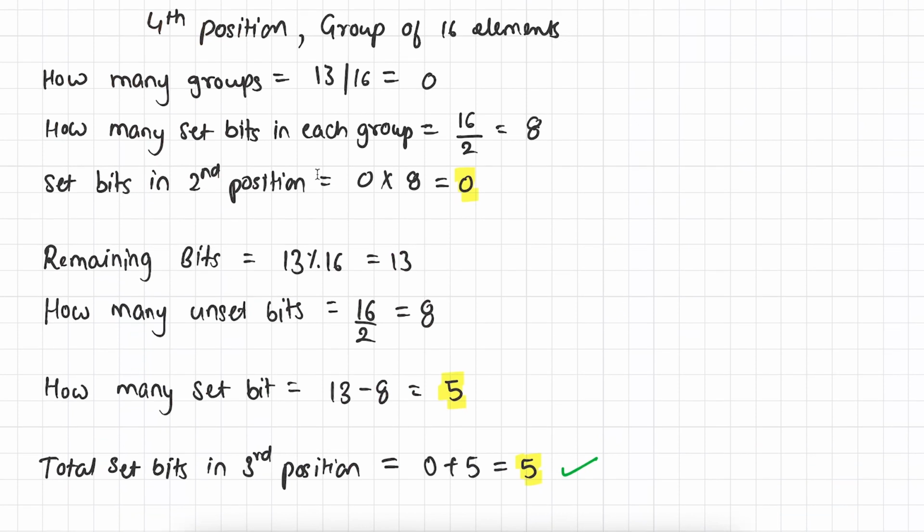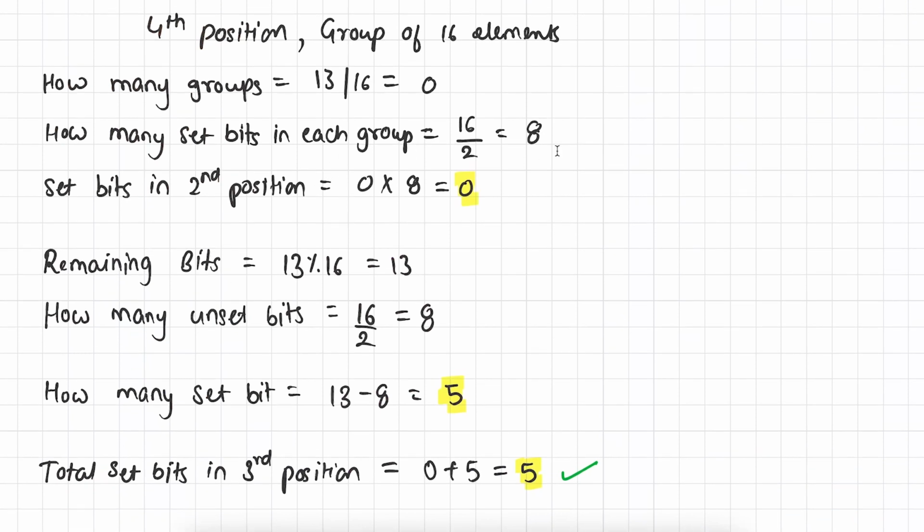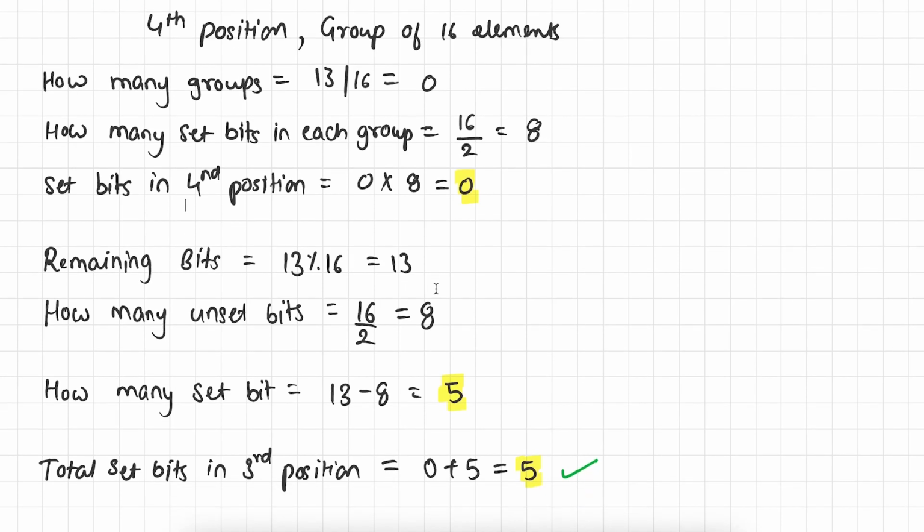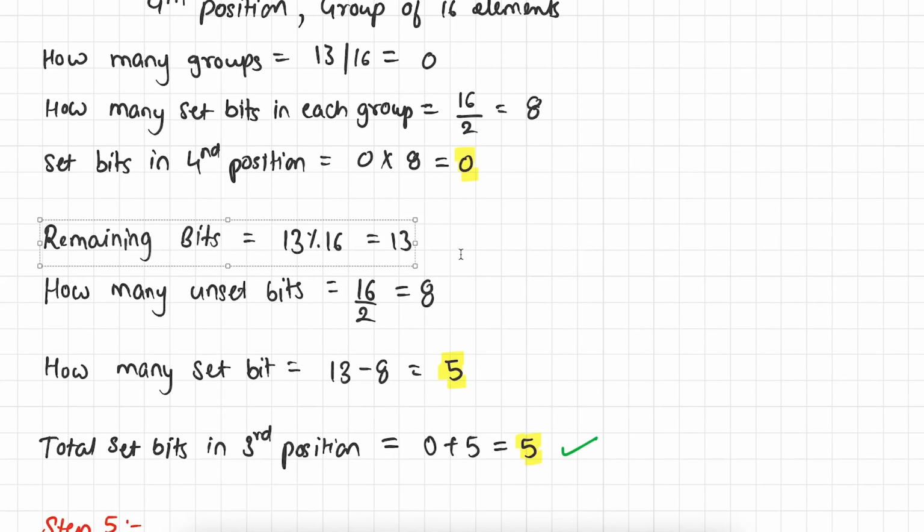So how many set bits in each group? 16 divided by 2, that is equal to 8, but we do not have any group. So that's why number of set bits in 4th position comes out to be 0 into 8, that is equal to 0. But we are not yet done, okay? So let's count the remaining bits. So when we do 13 modulo 16, we get 13. It means 13 bits are remaining.